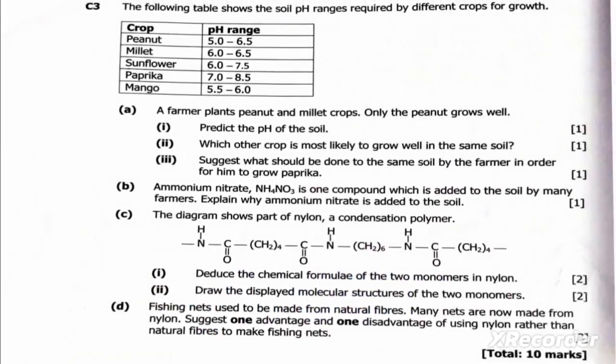We move to the next question, which is A, Roman numeral 3. Suggest what should be done to the same soil by the farmer in order for him to grow paprika. Where is paprika? The pH of paprika is 7.0 to 8.5. So this is basic or alkaline.